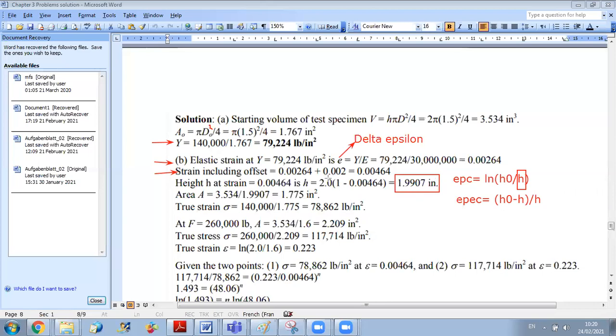Now, once I found the new value of H, I can calculate the new area because I know that I have conservation of volume. So I do, and they said, assume that the cross-sectional area is the same.